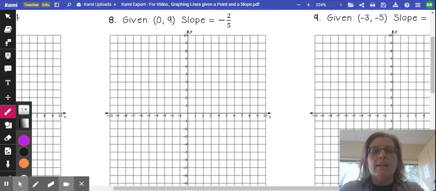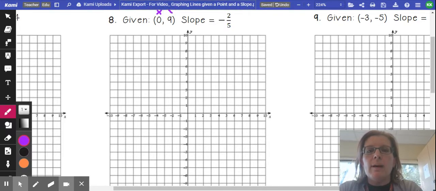So our point is (0, 9). I know that the 0 is my x coordinate. I know the 9 is my y coordinate. Since my x coordinate tells me to go sideways and it's 0, I know that I won't go anywhere. So I start at the origin, but then I don't go to the left or to the right. I just stay in the origin.